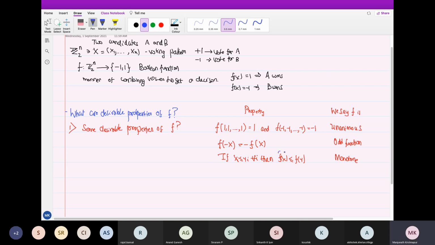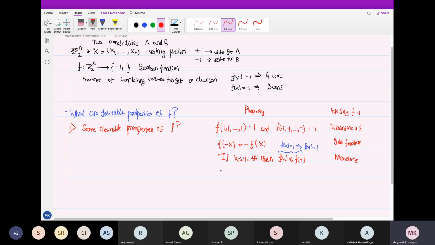So this property is nothing except that if f(x) equals 1, then f(y) equals 1. If f(x) equals minus 1, f(y) can be 1 or minus 1. This doesn't say anything. The only thing this is saying is that if f(x) is 1, f(y) should be 1. And that is a desirable looking property. If people change votes towards A and nobody changes in the other direction, then the overall decision should shift towards that.